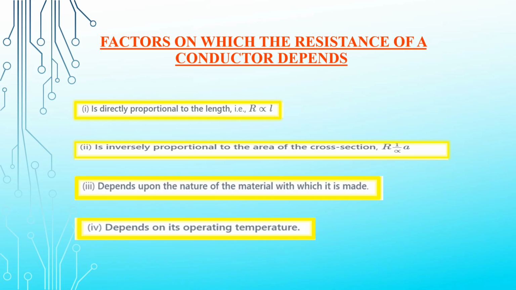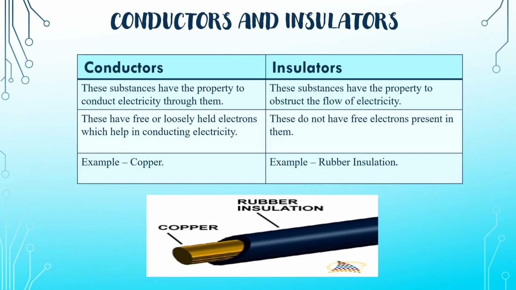Let's see the difference between conductors and insulators. Conductors are the substances that have the property to conduct electricity through them. Insulators are the substances that do not allow the flow of electricity, so they cannot conduct electricity through them. Conductors have free or loosely held electrons which help in conducting electricity, but insulators do not have free electrons present in them.